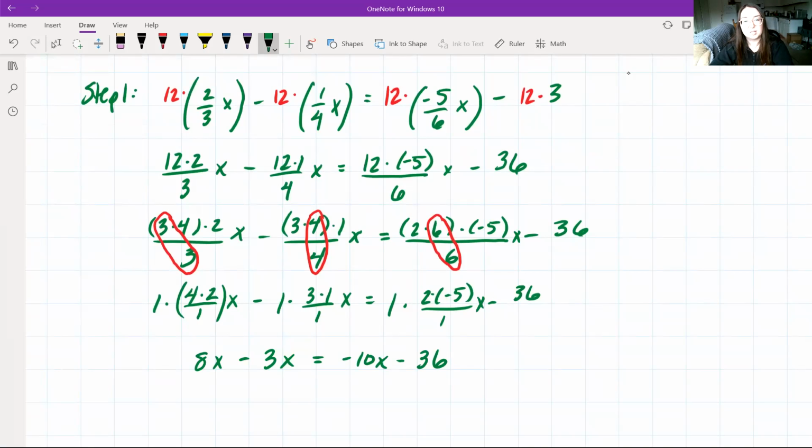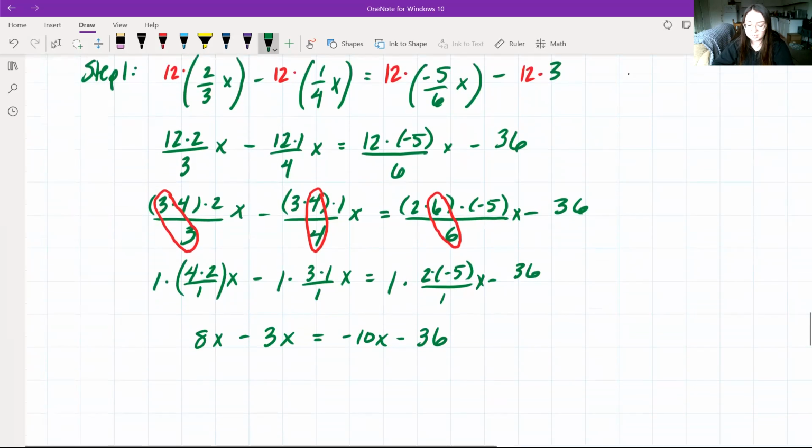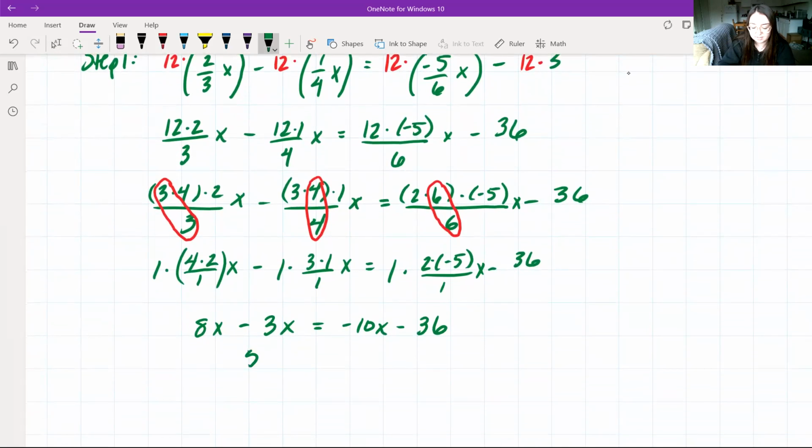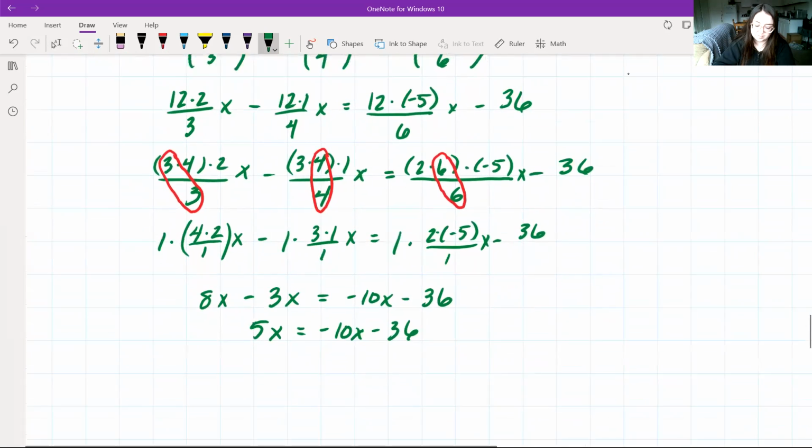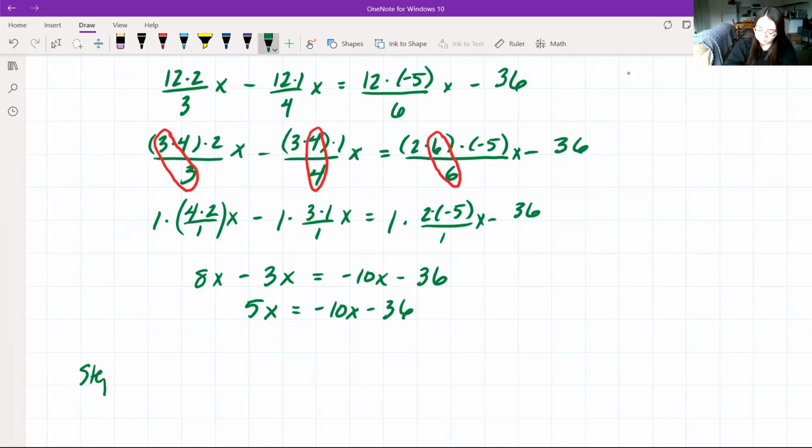And now I want to combine terms. So 8x minus 3x is going to give us 5x. And negative 10x minus 36 is in its simplest form. So now we've completed step 1. On each side of the equality symbol, we simplified our expressions. Moving on to step 2, we want to isolate our variable to one side. We see that negative 10x is less than 5x, so we're just going to add 10x to both sides.